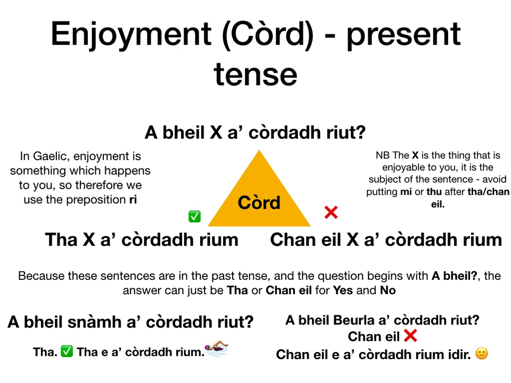Chan eil X a còrdadh. So the real implication of this one, I'm talking about your enjoyment, is it's a thing that is enjoyable to you. And the X represents the subject. But because of this as well, although that's a slightly awkward way because it's slightly different from the patterns we've looked at previously, you're still starting your question with a bheil. So your yes and your no are simply tha and chan eil.